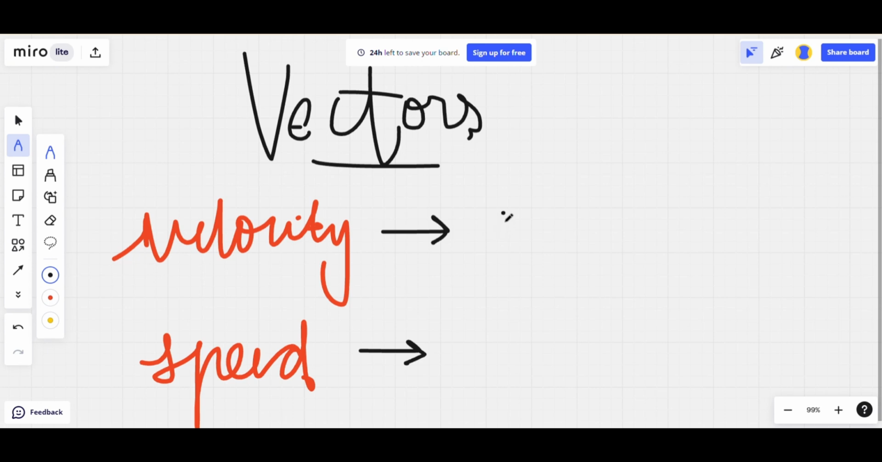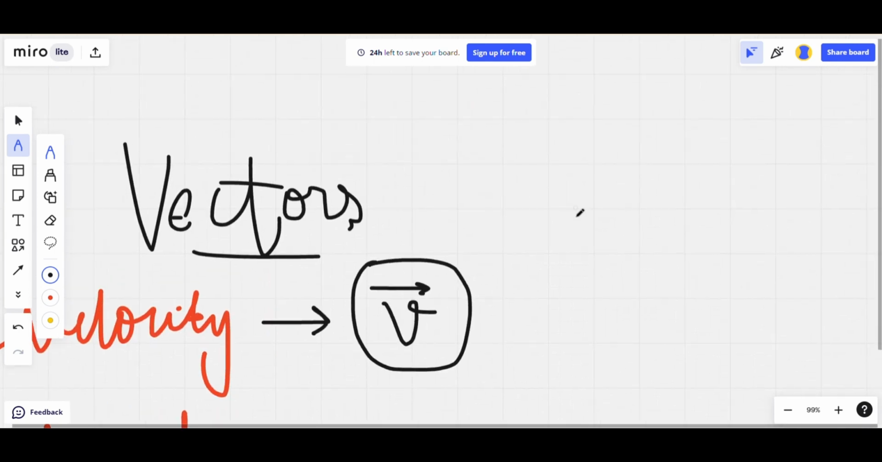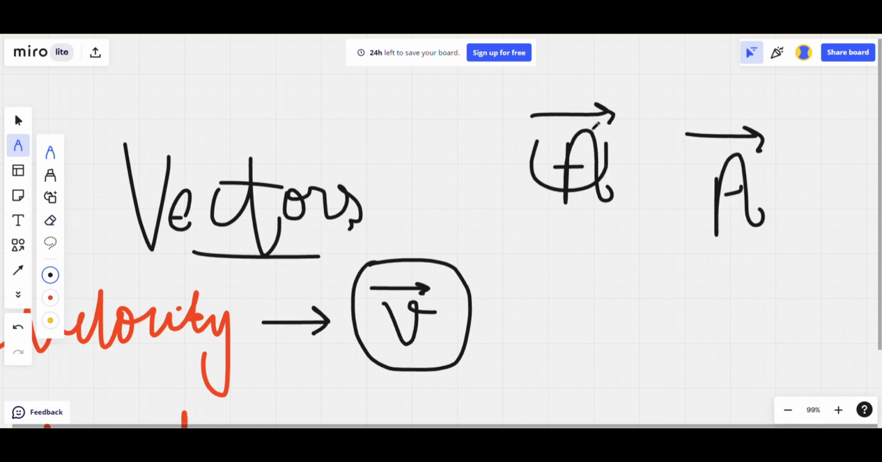We represent velocity with the letter V, with an arrow sign on top that indicates the direction along with the magnitude. So this is how we represent a vector quantity. If we have a vector, let's say a person says we have a vector A in this direction, how do we represent A? We do not just write A in this way. We write A with this arrow on top. We call it A vector.